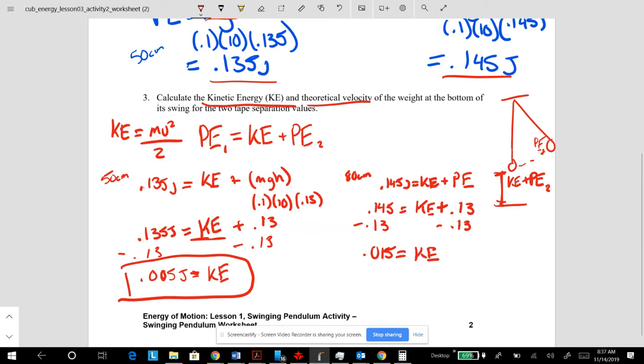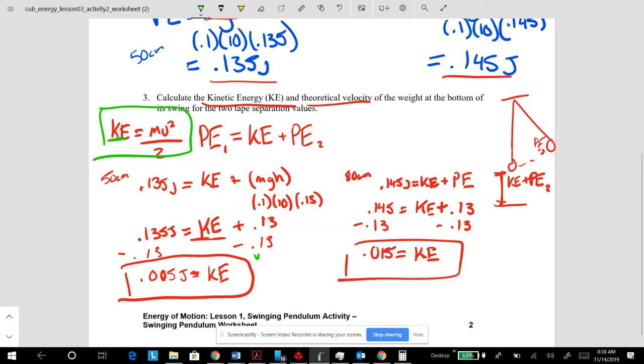Are we all on the same page? So now I have my kinetic energy at both these spots. Are we good on that? But it asks for one other thing. Ask for what? Theoretical velocity. Now I have to use this part. I'll change color so you guys can see it. Now I have to solve for that, and I already have KE. It's right here. Do I have my mass? Now it's just simple algebra once again. So I'll do this first one right here.